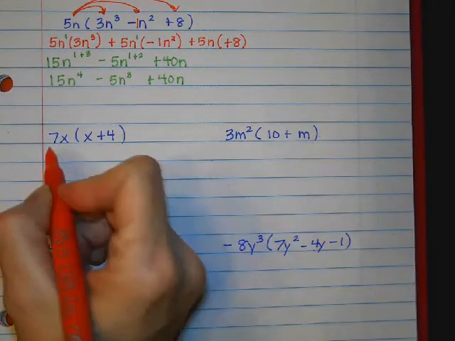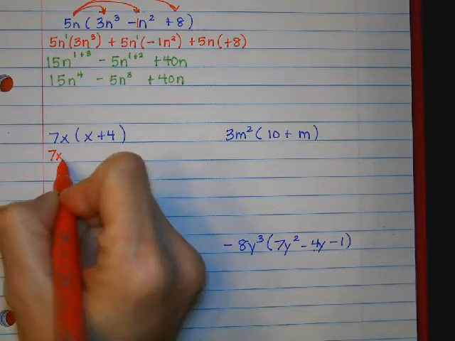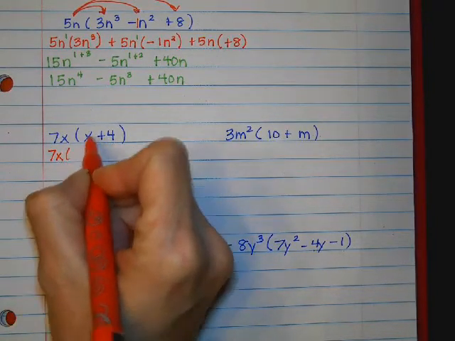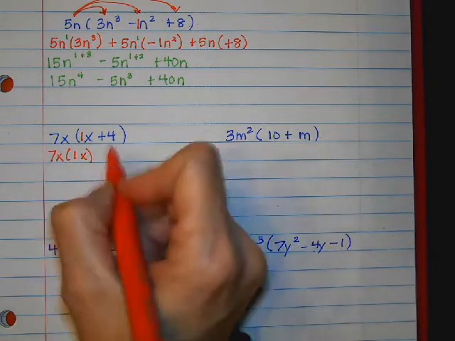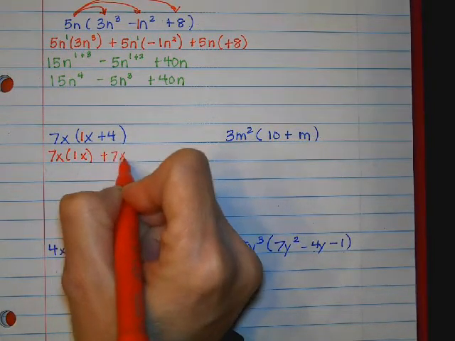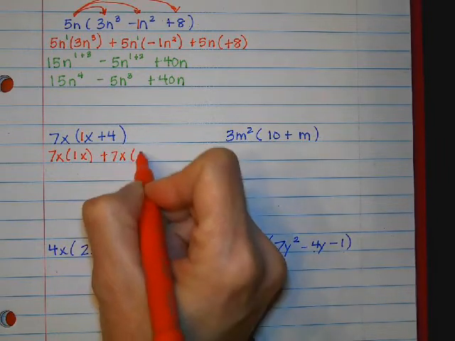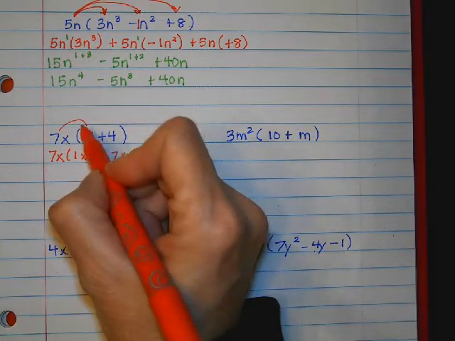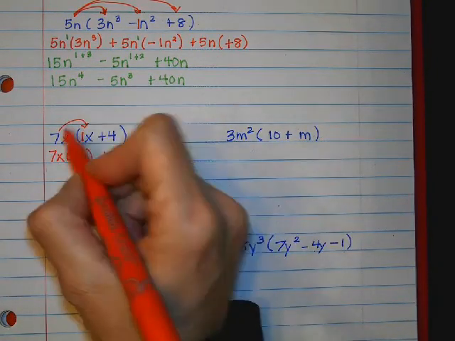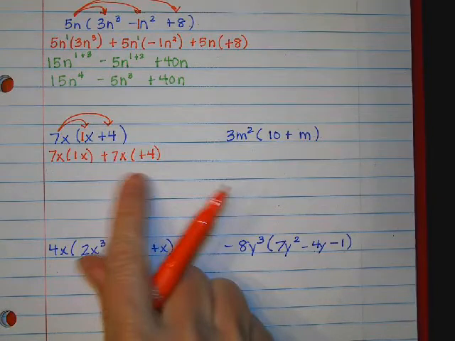We're going to take our term on the outside, which is a positive 7x, and we're going to multiply it by the first term, which is a positive 1x. Since this is a positive 7x, I'll put plus 7x, and I'm going to multiply it times the second term, which is a positive 4. So again, I'm showing you 7x times 1x right here, and 7x times 4 right here.